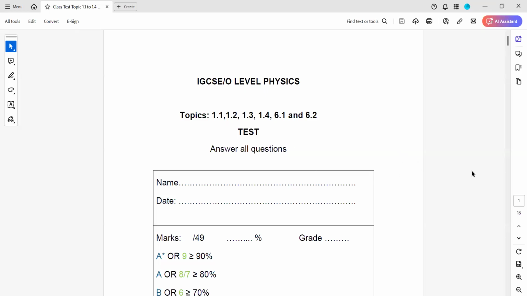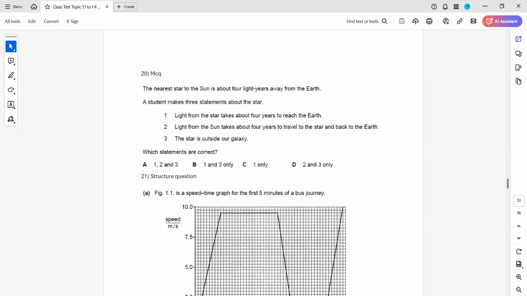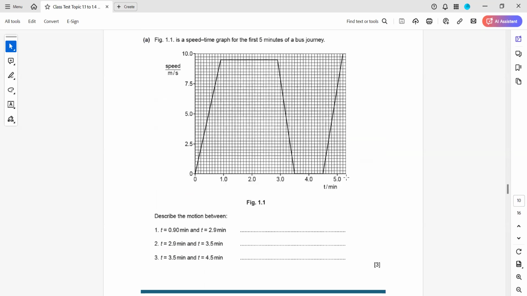So it's the same test paper. Now we'll discuss the structure questions from this test. We discuss the MCQs. Figure 1.1 is a speed time graph. Describe the motion from 0.9 minutes. So from 0.9 minutes from this part to 2.9 minutes till this part.